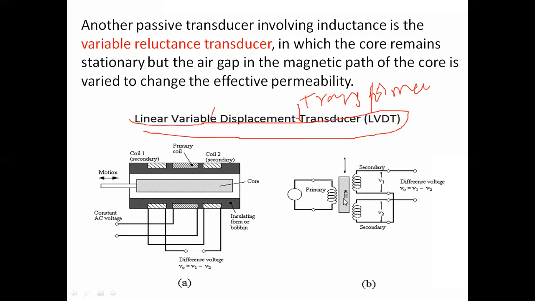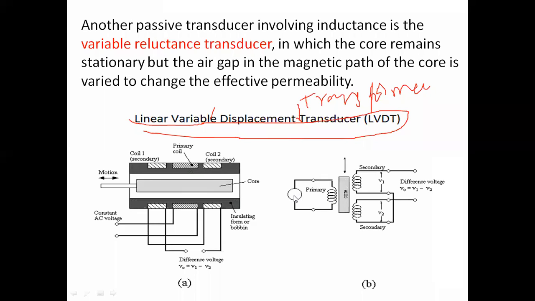So if you observe this figure, it's like a transformer. For a transformer, we have two windings: one is the primary winding and another is the secondary winding. Whereas for the LVDT, we have two secondary windings. In between, we have a core. Primary winding, core, and two secondary windings. This is secondary winding 1. This is secondary winding 2.